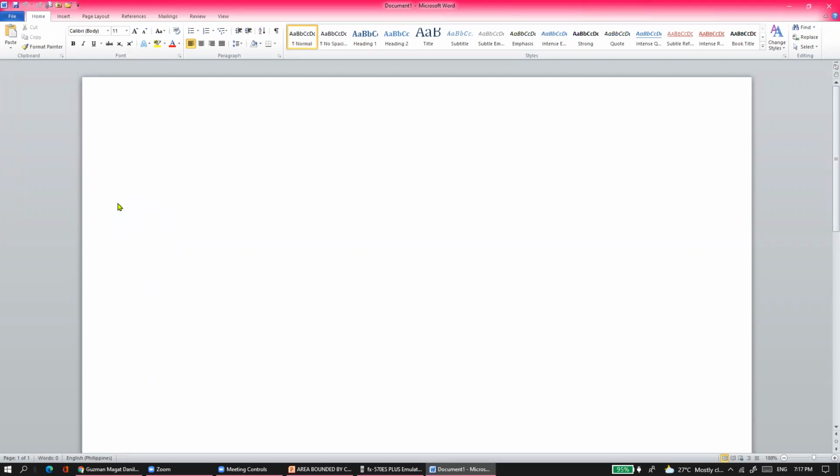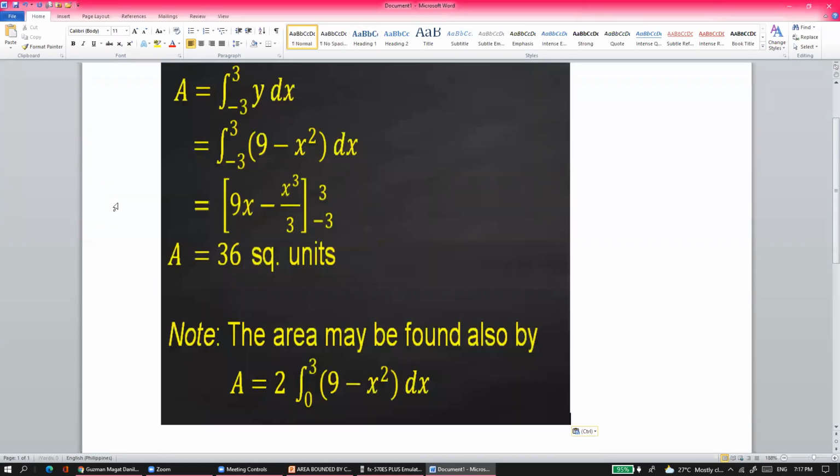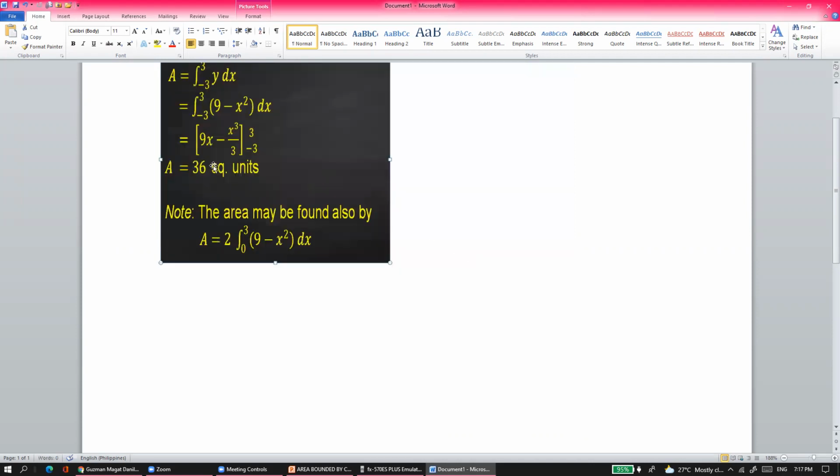So ito siya. Yan. So copy-paste ko lang yan, para lang mabilis. Liitin ko na lang. Now, ito lang naman yung importante dyan eh. Since na-integrate na natin, ang integral ng line is 9x. Ang integral ng x square is x cube over 3.